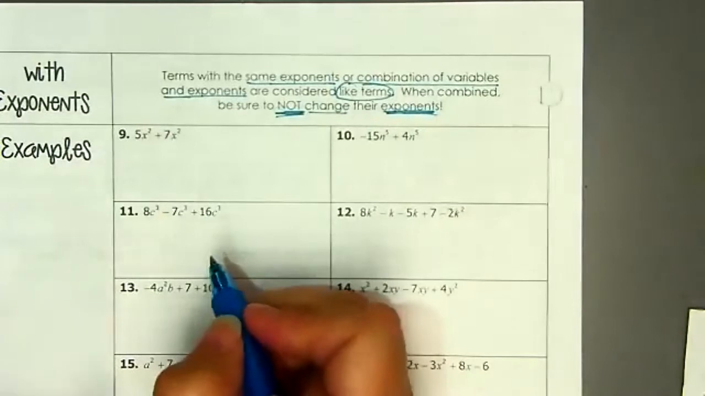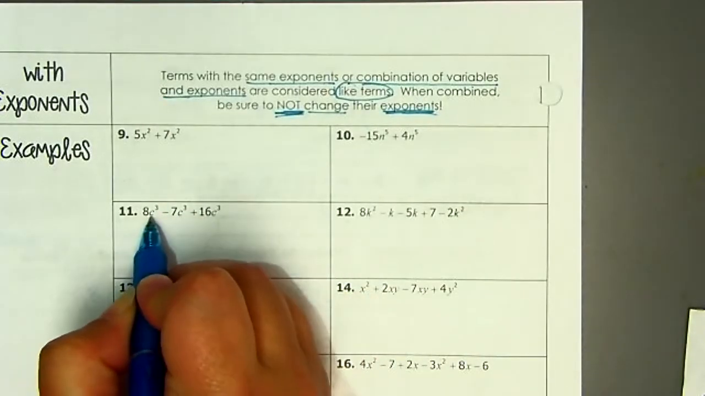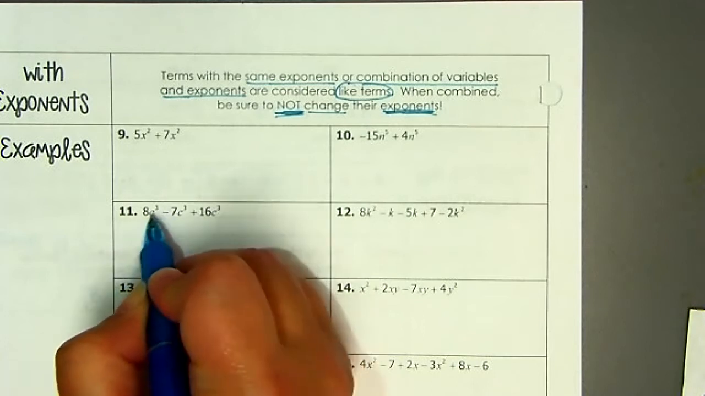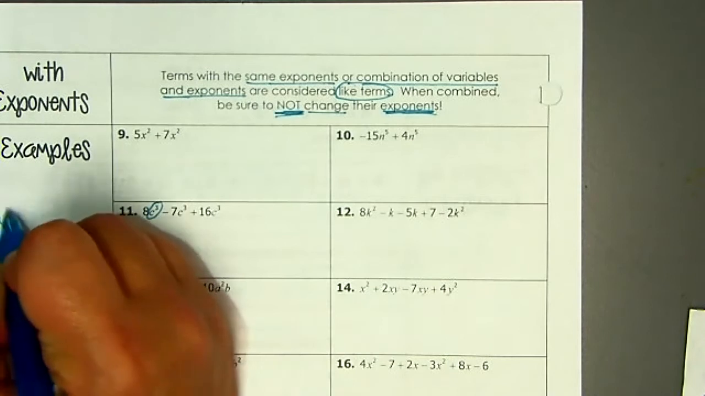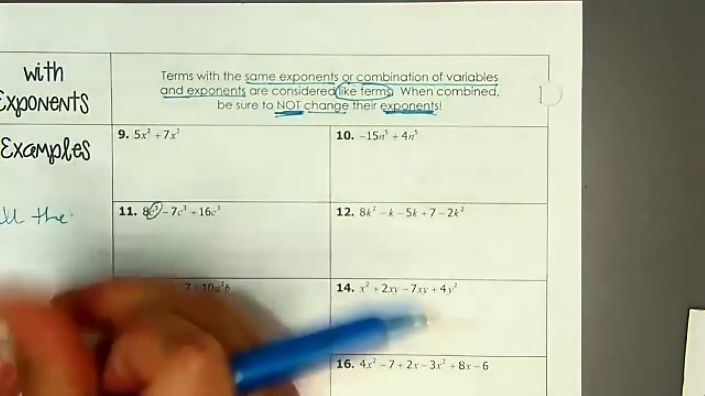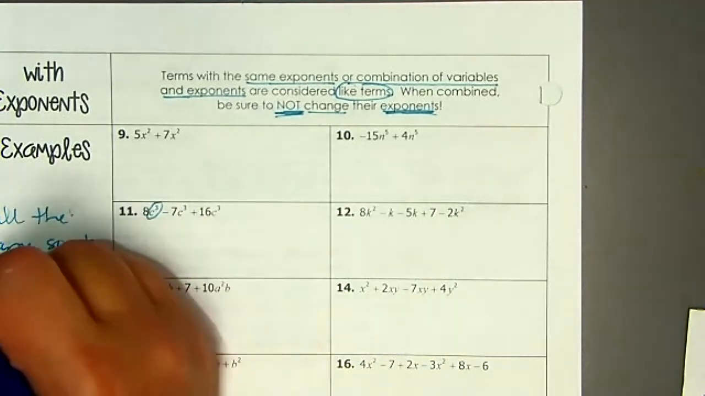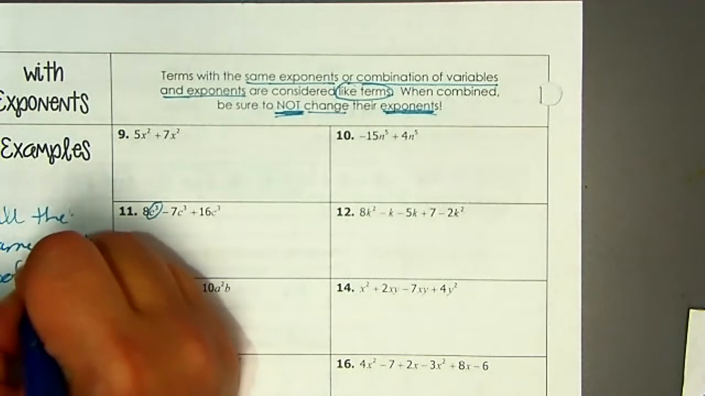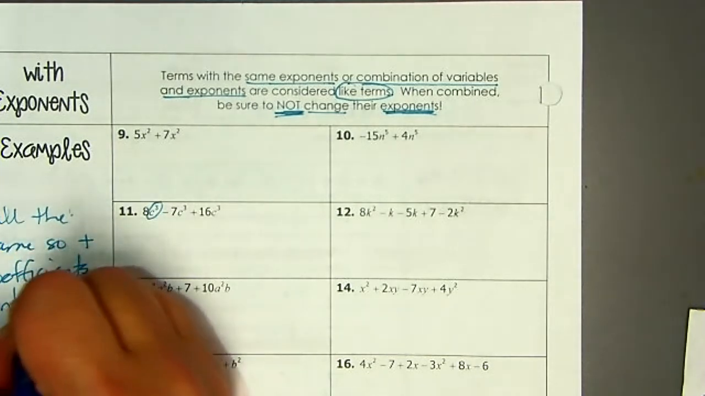We're going to look at number 11. All I'm doing is adding the coefficients. All of them have the same variable scenario of c to the third. That's all the same. So add coefficients. But remember integer rules.